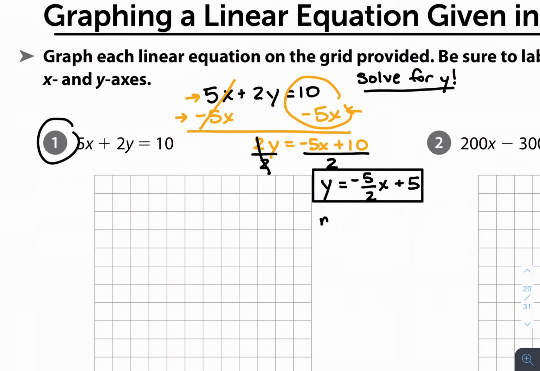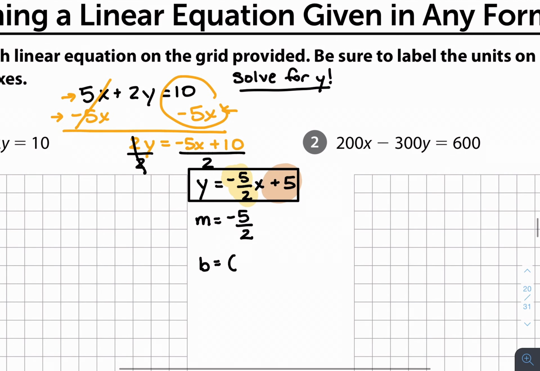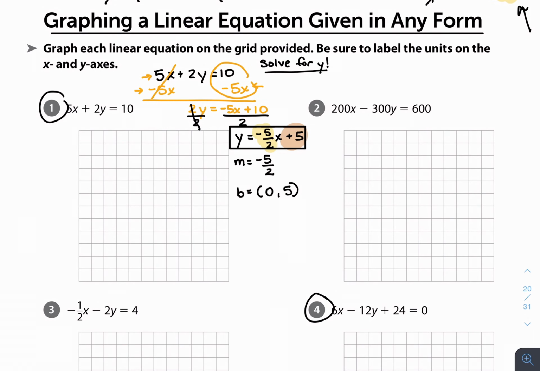And I'm going to identify my slope and my y-intercept. My slope is negative 5 over 2. The slope is always the term that is with x. And my y-intercept is 5, which I'm going to write as the point (0, 5). This is all I want you to do.